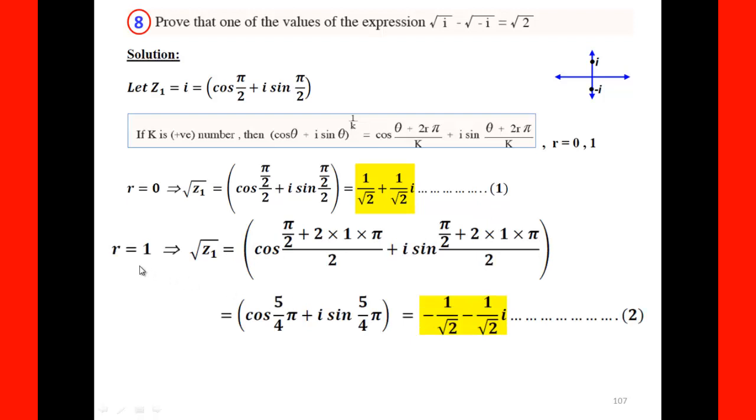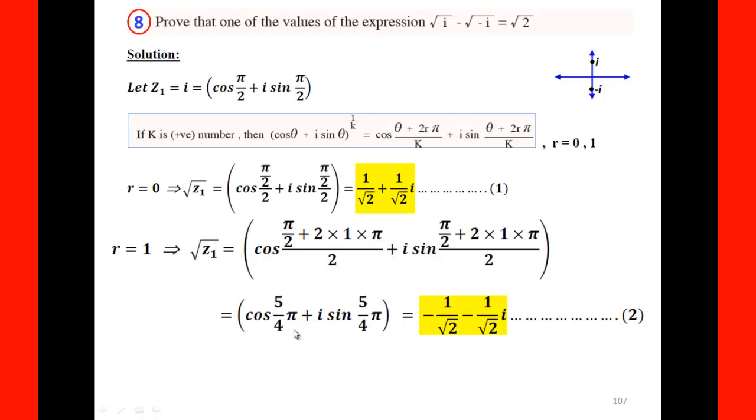Second root: when we substitute r equals 1, we get the second root. Root z1 equals cosine of pi over 2 plus 2 multiplied by 1 multiplied by pi, all over 2, plus i sine of pi over 2 plus 2 by 1 by pi, all over 2. When you simplify this part, you get 5 over 4 pi.